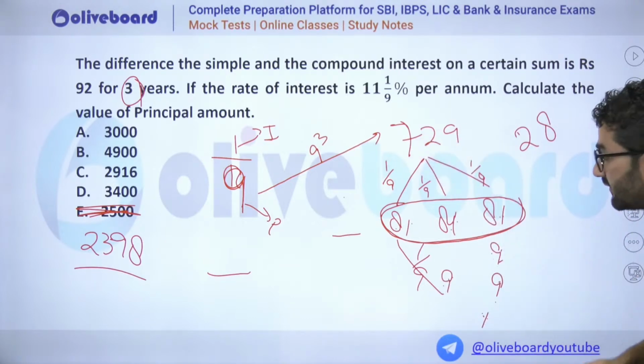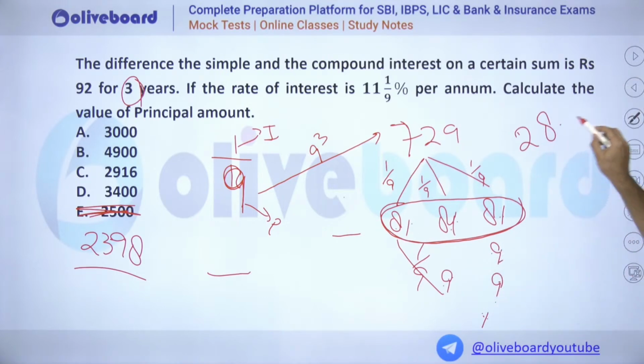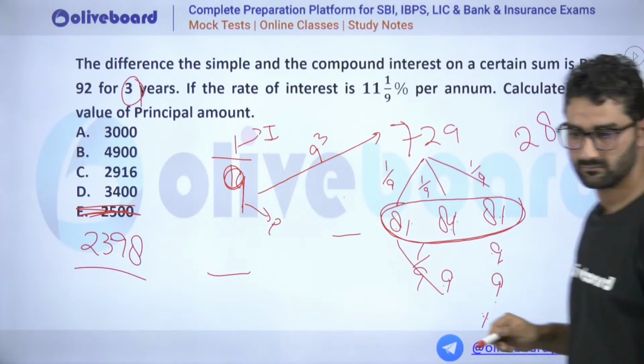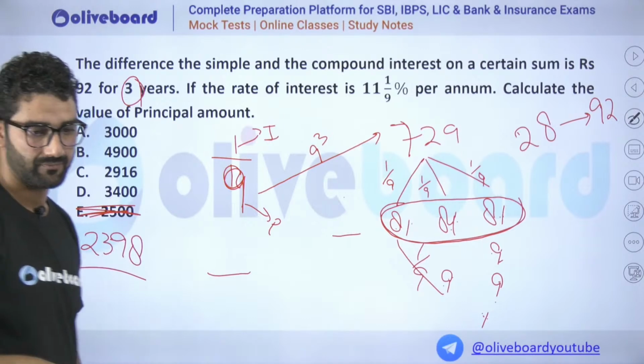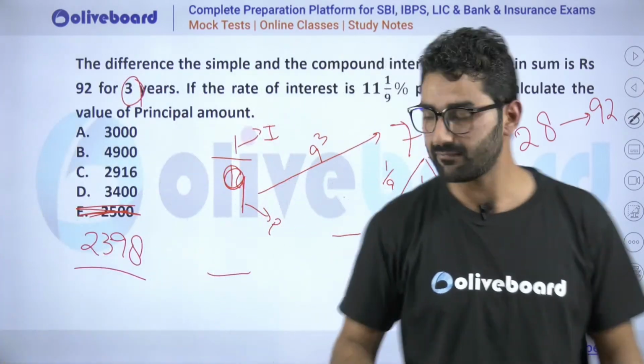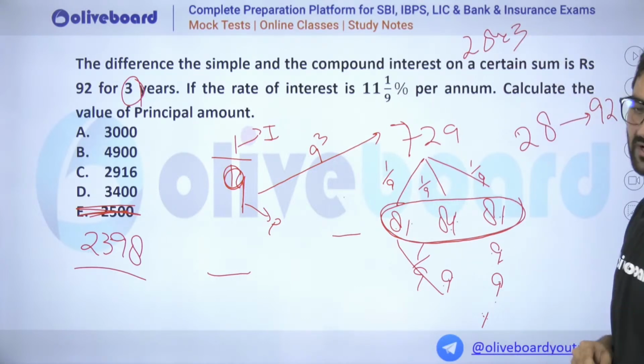What is the difference between simple interest and compound interest? Sir, 9, 9, 9 and 1, it will be 27, 28. It is given as how much? 92. Okay, how much? 92. Yes, I thought that if we multiply this with 3, if we multiply 28 by 3, how much will it become?